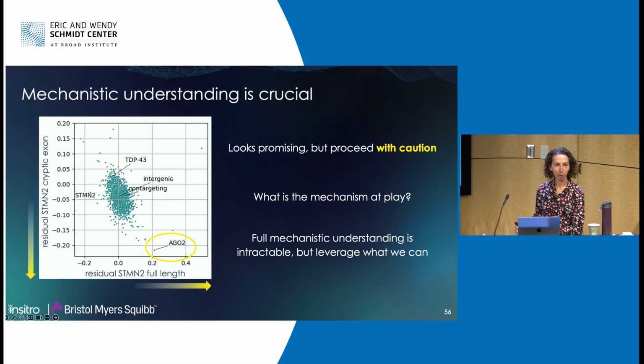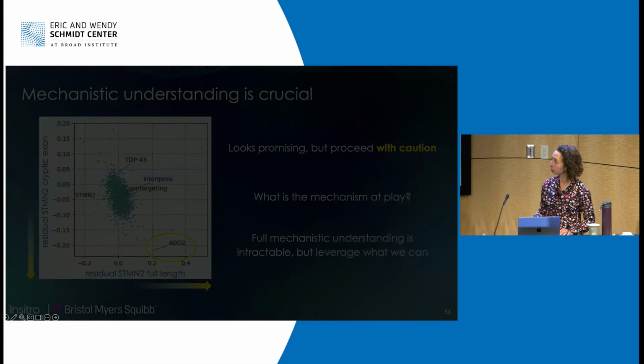So are we about to spend $50 million and take this to the clinic? Well, before doing so, despite everything that we've done to this stage, trying to dig in and understand mechanism is still really important. And of course, a full mechanistic understanding is intractable, but there are various things we can do to get to partial mechanistic understanding, including just looking at the literature.